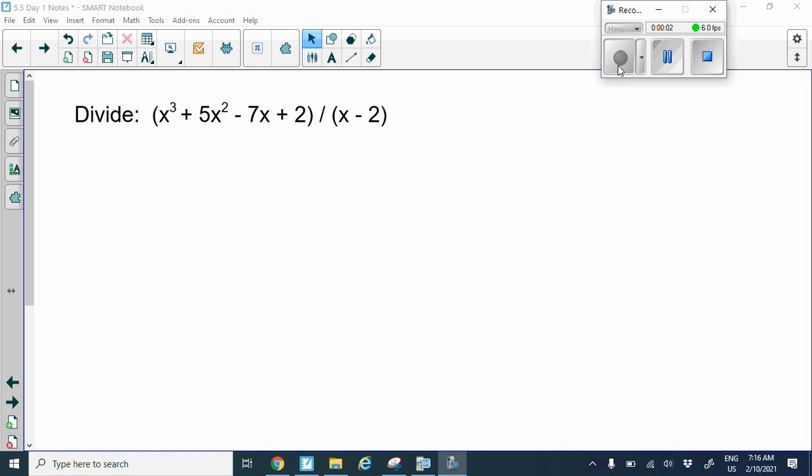Hey guys, so here is part 2 of the 5.5 day 1 notes. We are now going to do long division with polynomials. So our first thing is our setup.